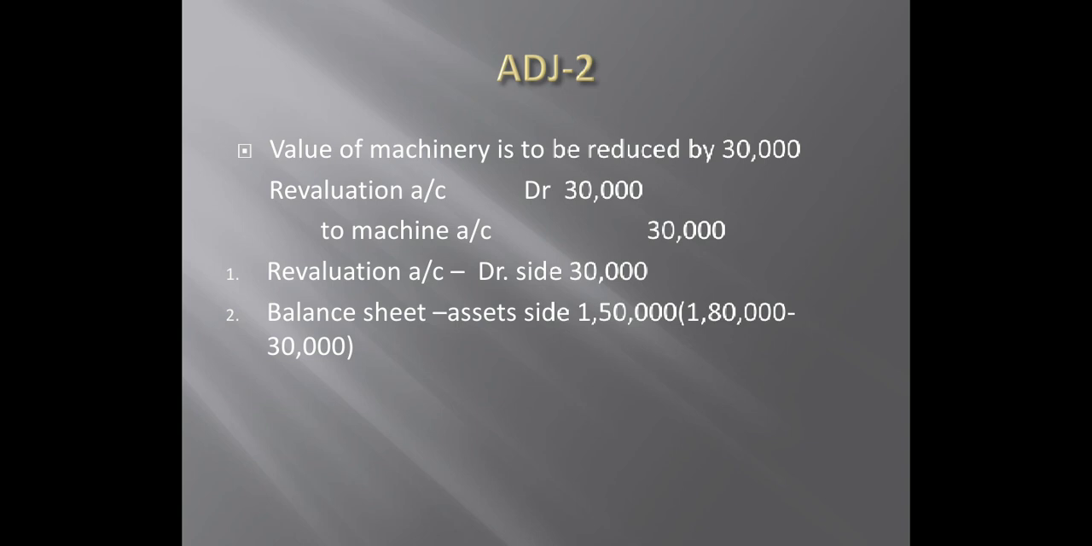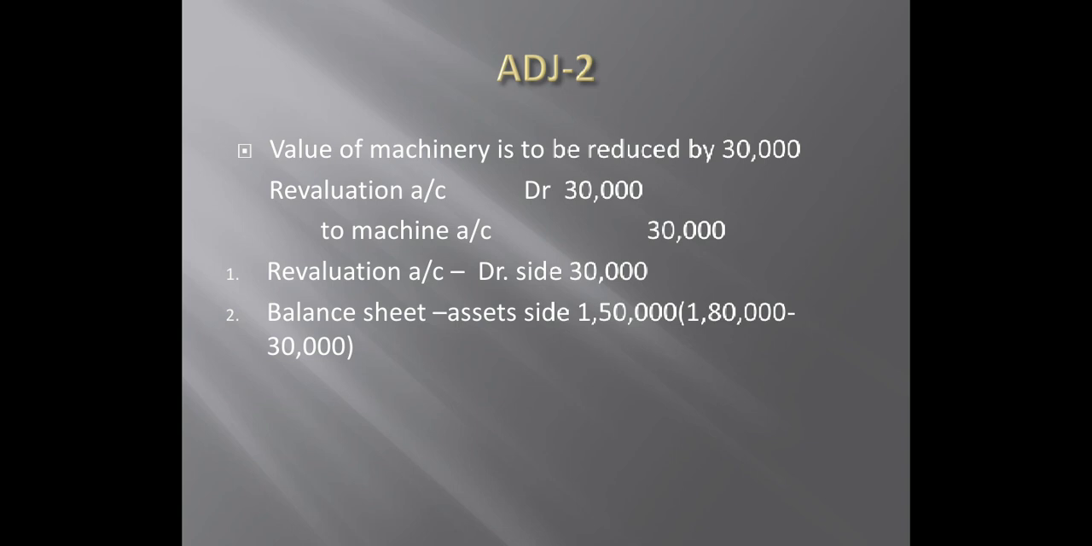So whenever the value of an asset decreases, revaluation account is debited. So the journal entry is revaluation account debit to machine account. This is your journal entry. Now the first effect. In your revaluation account, you must pay attention to the solution given to you in your textbook, and please check each and every account as per my instructions. So revaluation account on the debit side 30,000.